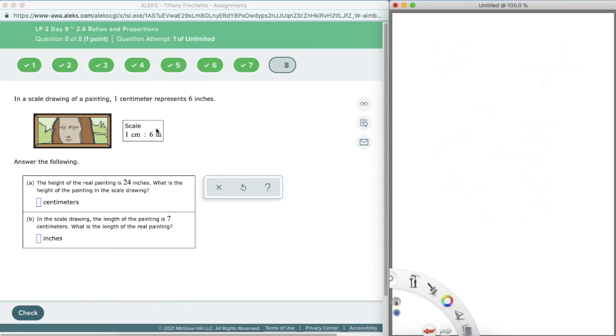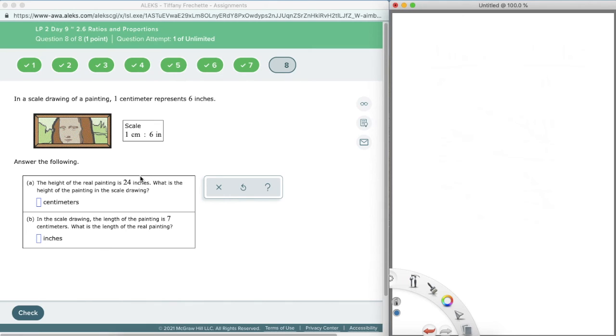Okay. So they ask us 2 questions here. The height of the real painting is 24 inches. So they're telling us this is the height of the real painting. What is the height of the painting in the scale drawing? So we need to go kind of back down.